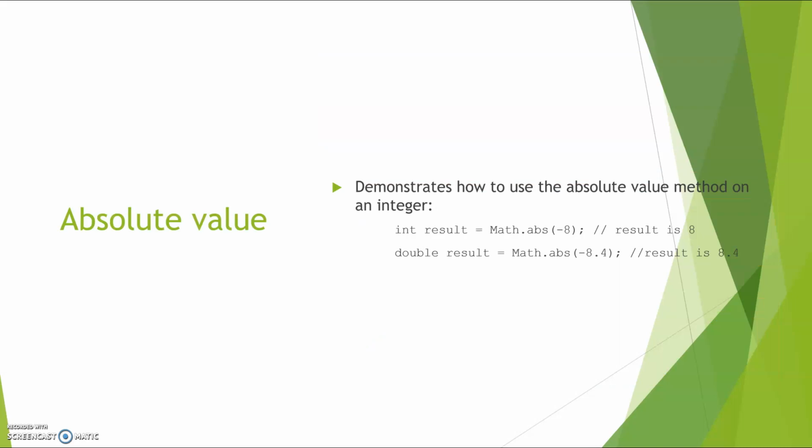Let's take a look at some of the methods that are in the Math class, and we'll start with the absolute value. The Math.abs method returns the absolute value of an int value. If the argument is not negative, the argument is returned. If the argument is negative, the negation of the argument is returned. We've got a couple of examples here on the screen. So Math.abs(-8) would return 8. And then Math.abs(-8.4) would return 8.4.